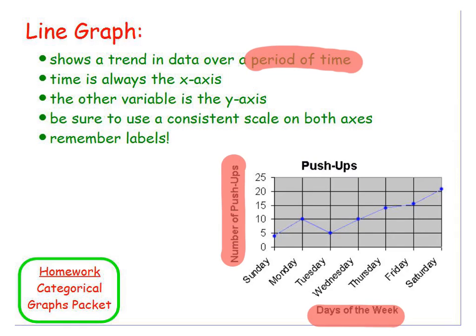Be sure to use a consistent scale on both axes. That's one of the times that you would lose points on a line graph more than anything. Okay, is that consistent scale. The bottom, we go up one day each day. Sunday, Monday, Tuesday, Wednesday, Thursday, Friday, Saturday. On the side, we go up by fives, 0, 5, 10, 15, 20, and 25. You can't skip any of those. You have to be sure to go by consistent scales. And most importantly, remember your labels like days of the week and number of push-ups.